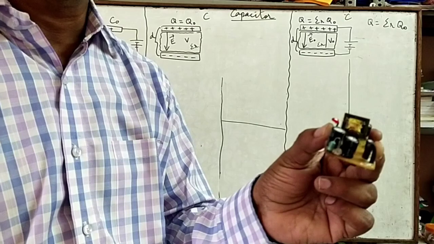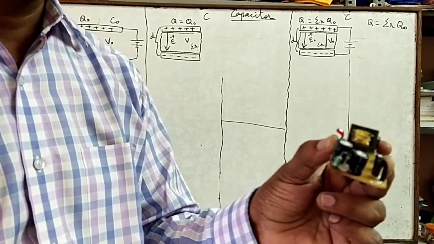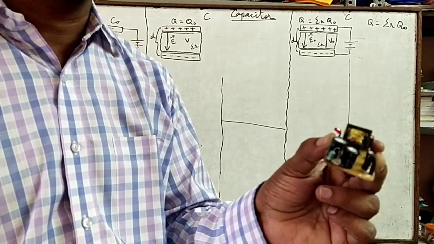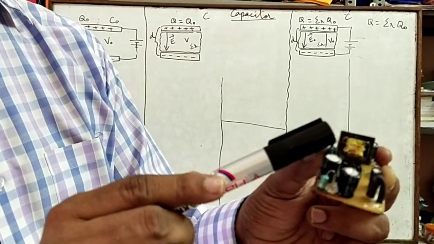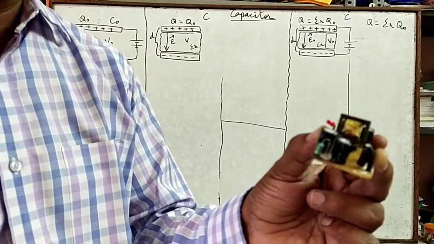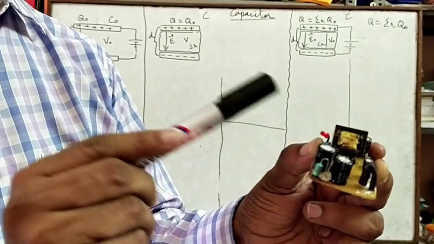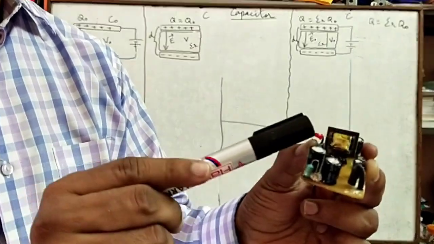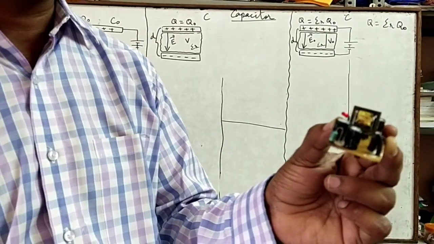In India, for household supply, we get 220 volts, whereas a mobile phone battery requires around 5 volts. Therefore, the 220 volts is to be reduced to around 5 volts. So we use a step down transformer. In the step down transformer, the number of turns in the secondary will be less than the number of turns in the primary.